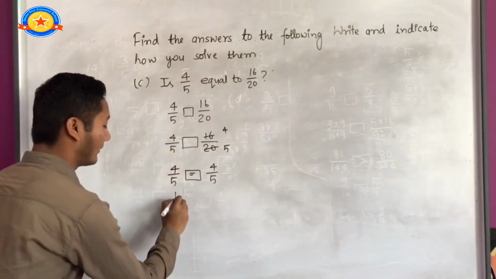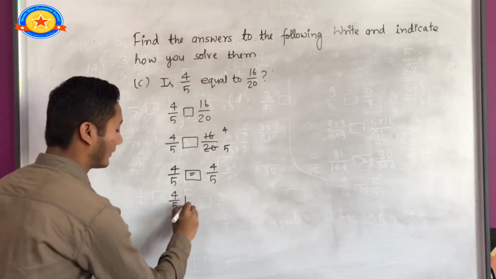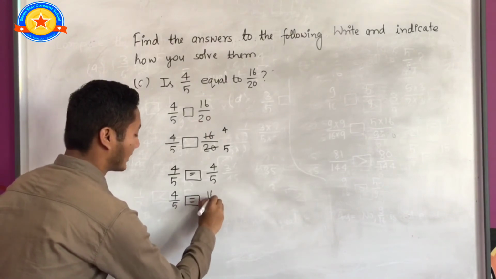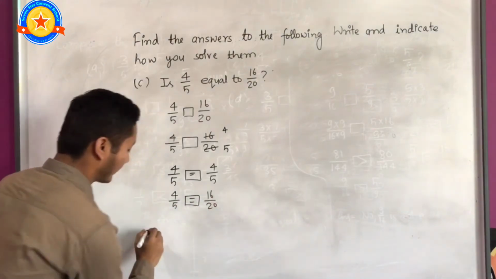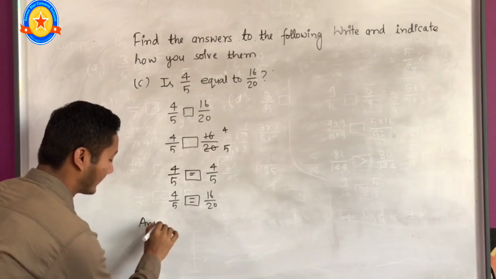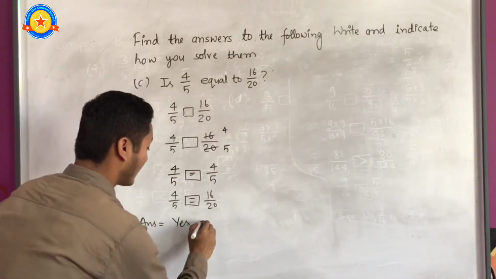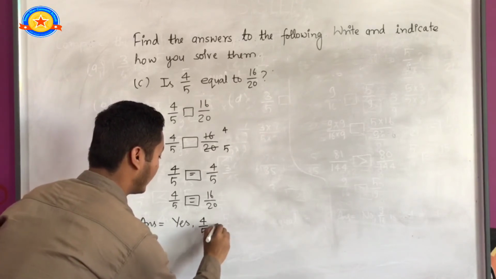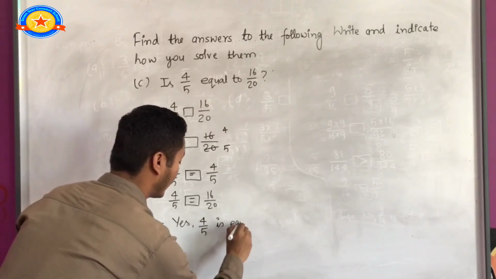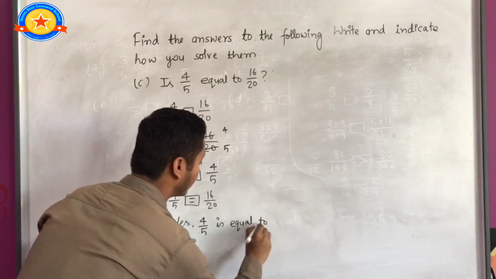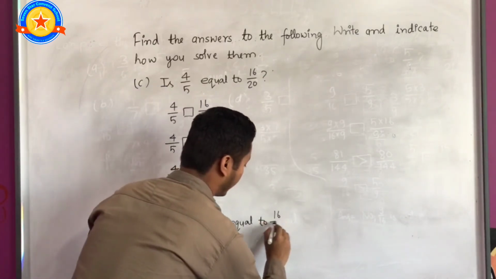Write in original form, 4 by 5 equals to 16 by 20. Answer will be yes. 4 by 5 is equal to 16 by 20.